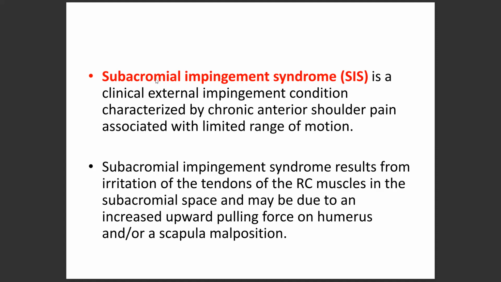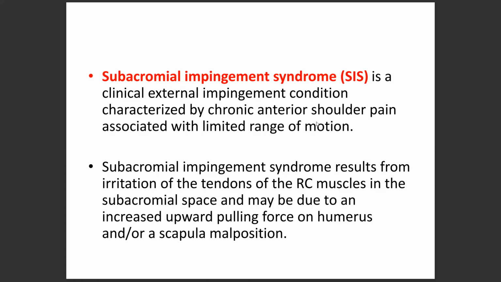दैट इज आप जो SIS subacromial impingement syndrome, also known as the suprahumeral impingement syndrome, also known as the anterior impingement syndrome, or also known as the external impingement syndrome. The clinical external impingement condition characterized by the chronic anterior shoulder pain.